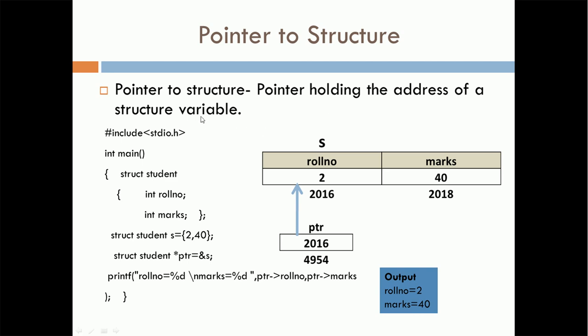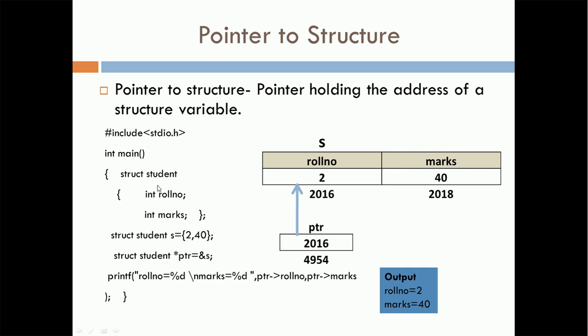As we know, a pointer can hold the address of any other variable. Similarly, a pointer to structure can hold the address of any structure variable. We can understand this definition through an example here. In this example, before creating a pointer to structure, we first have to create a structure. So we have created one structure with the name student.